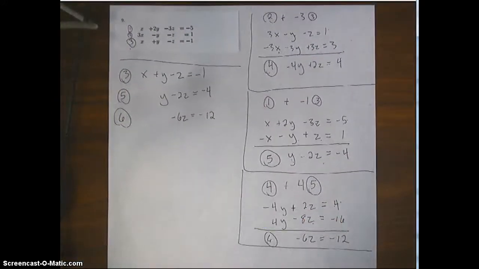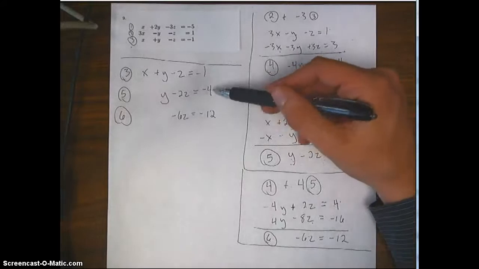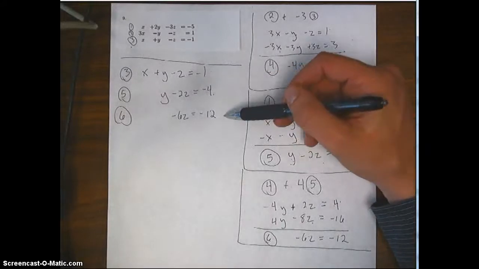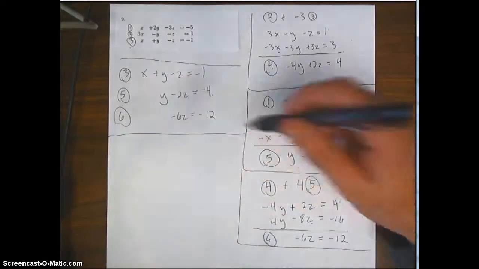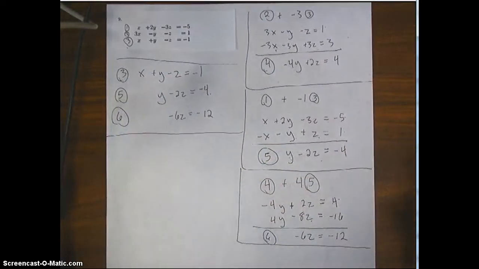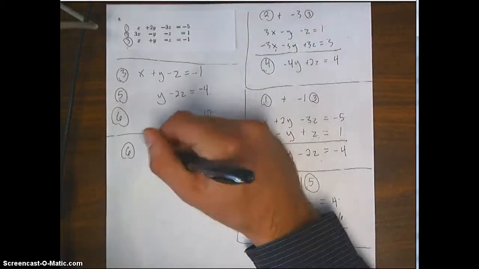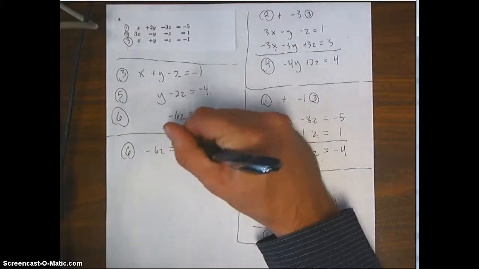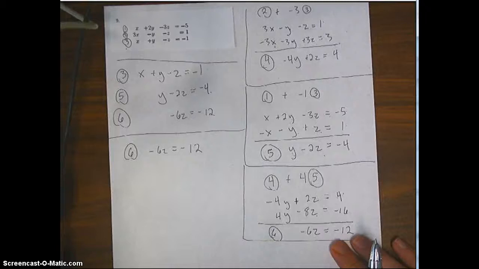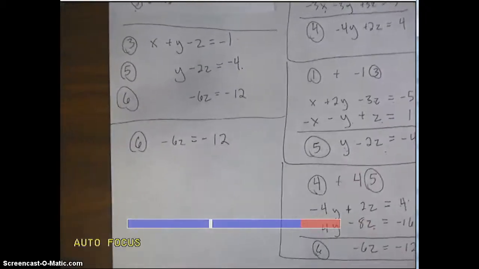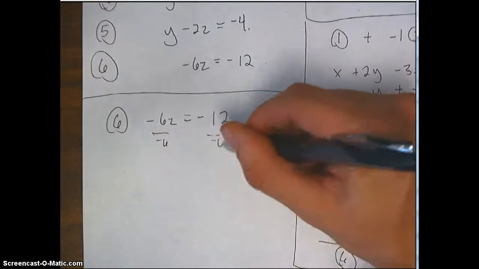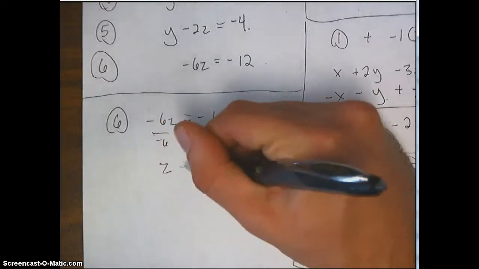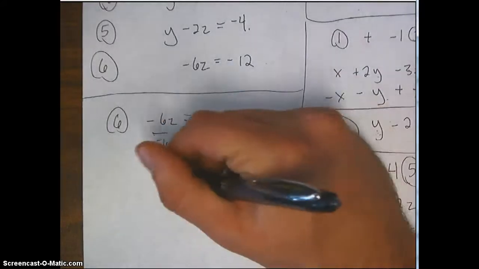So I've got this Gaussian system now because the top equation has 3 variables, the second equation has 2 variables, and the third equation has 1 variable. Well, now I can solve for x, y, and z. And you should always start from the bottom. Start with number 6. Number 6, negative 6z equals negative 12. Let's solve for z. You just divide by negative 6, right? Z equals 2.